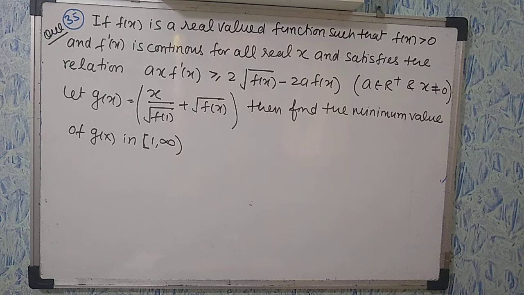Question is, if f(x) is a real valued function such that f(x) > 0 and f'(x) is continuous for all real x and satisfies the relation a x f'(x) ≥ 2√f(x) − 2a f(x), a belongs to R positive and x is not equal to 0. Let g(x) = x divided by √f(1) + √f(x). Then find the minimum value of g(x) in the closed interval 1 to infinity.